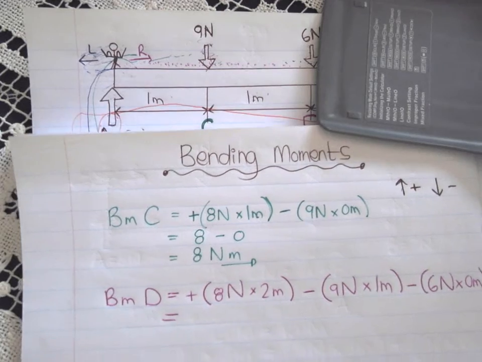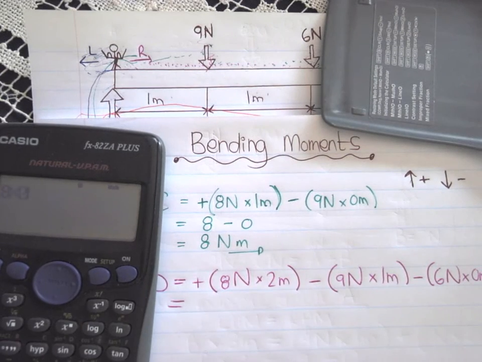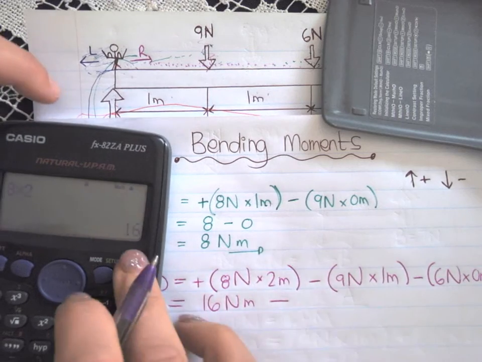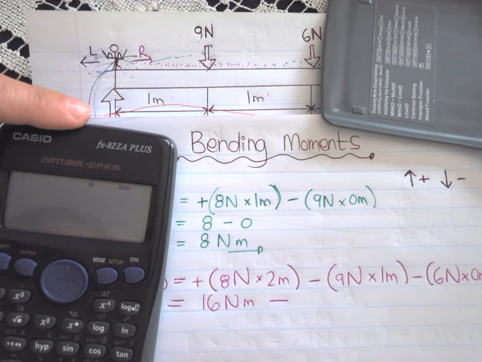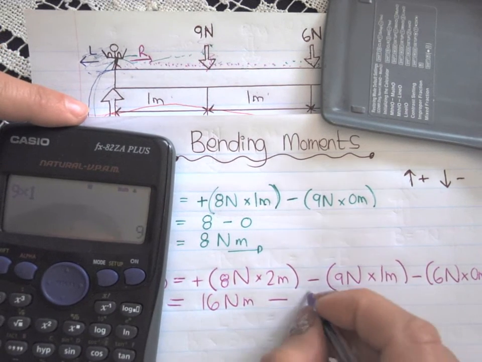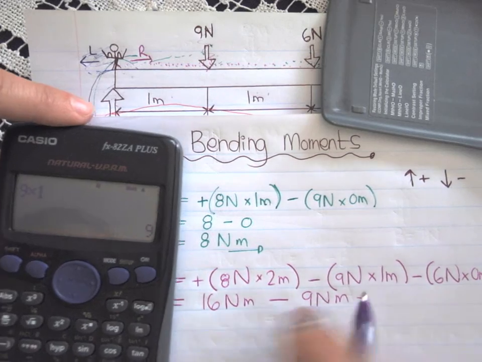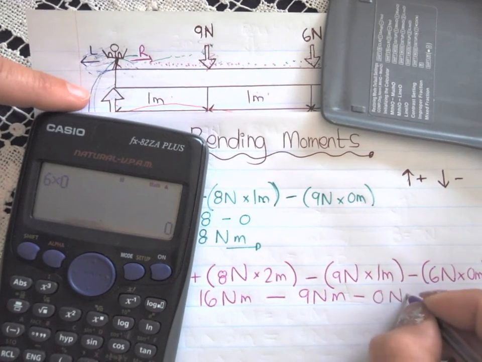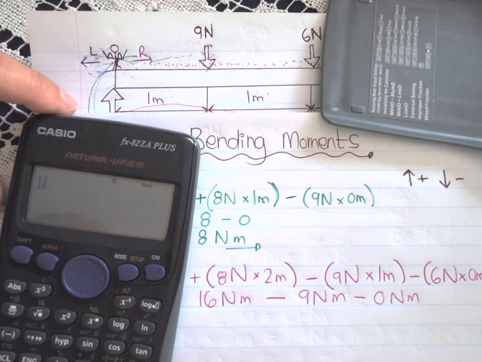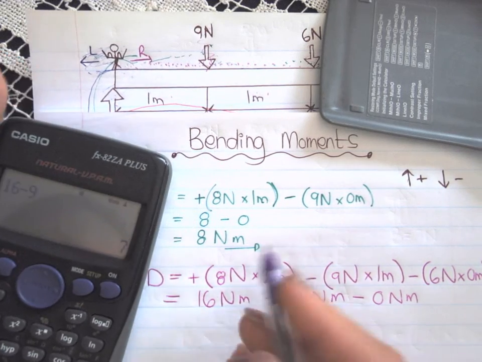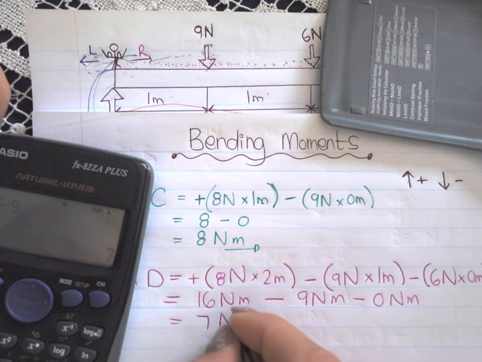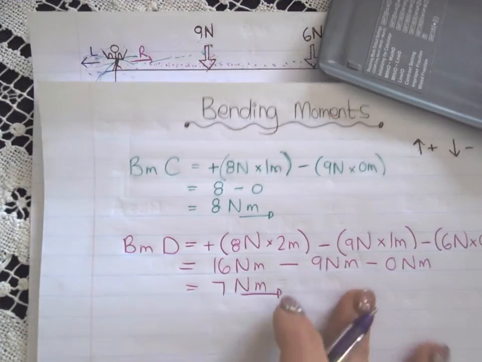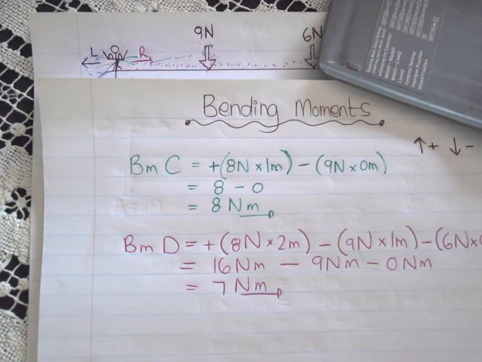Okay, so 8 times 2 is 16 Newton meters, minus 9 times 1 is 9 Newton meters, and 6 times 0 is, anything times 0 is 0. And then 16 minus 9 is going to give me 7. So my bending moment at D is going to be 7 Newton meters. And that's it.